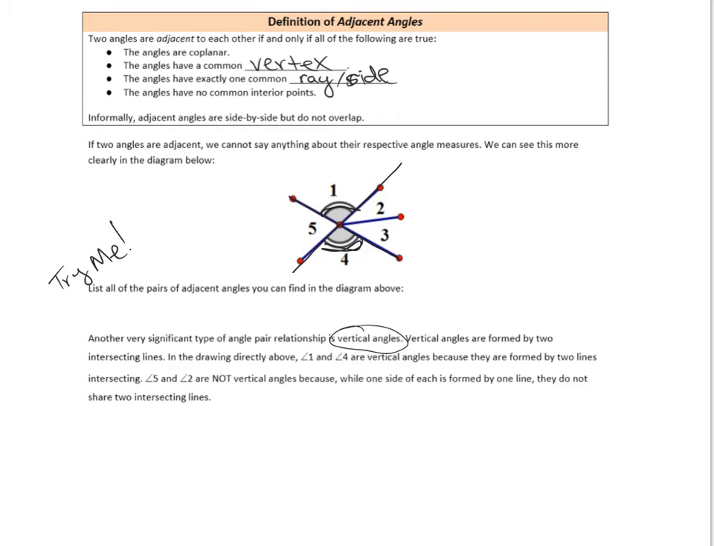Angle 5 and angle 2 are not vertical angles because while they share one side, this side right here, they don't share the second side. Angle 5 is made of this segment here, and angle 2 is this segment here. They're separate segments. So they're not formed by intersecting lines.